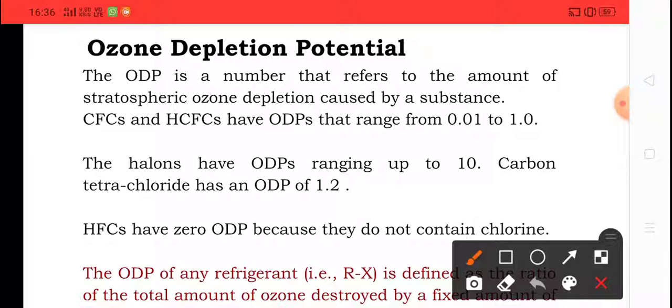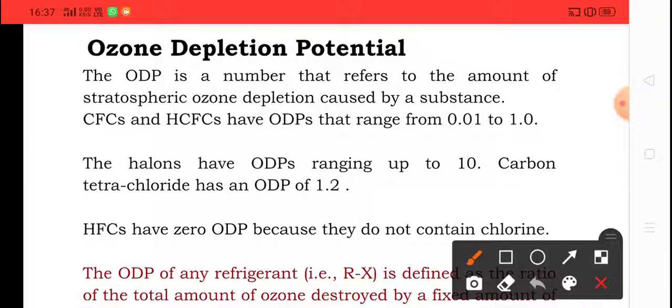Today we are going to see the theory on ozone depletion potential. As we all know, ozone protects the earth from the UV rays of the sun. So we have to control ozone depletion by using refrigerants which are ozone friendly. We are using refrigerants, some of which are ozone friendly and some of which destroy the ozone. So we have to prevent using the refrigerants which deplete the ozone.